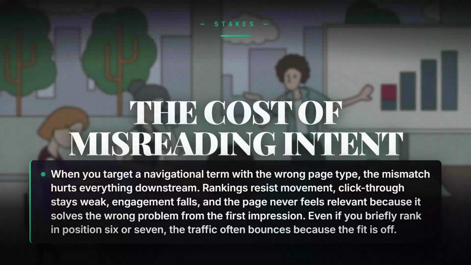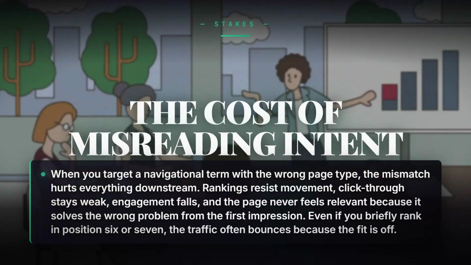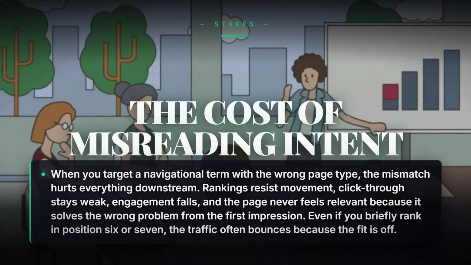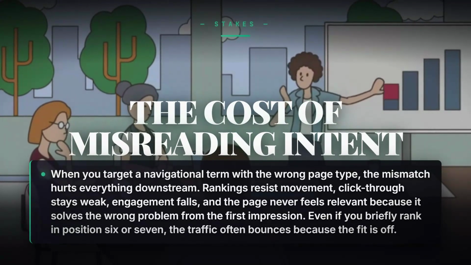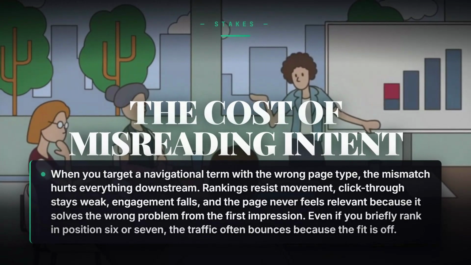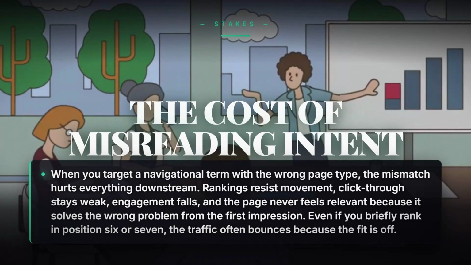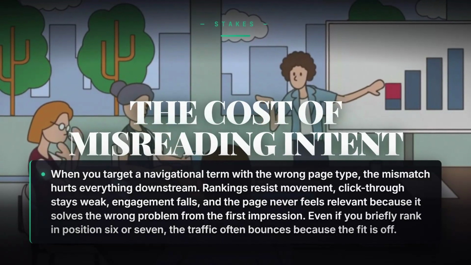When you target a navigational term with the wrong page type, the mismatch hurts everything downstream. Rankings resist movement, click-through stays weak, engagement falls, and the page never feels relevant because it solves the wrong problem from the first impression. Even if you briefly rank in position 6 or 7, the traffic often bounces because the fit is off.